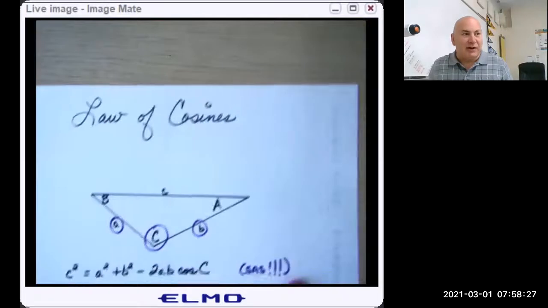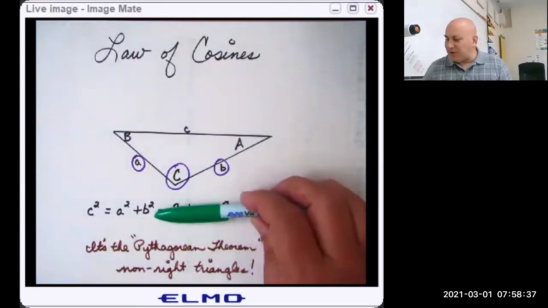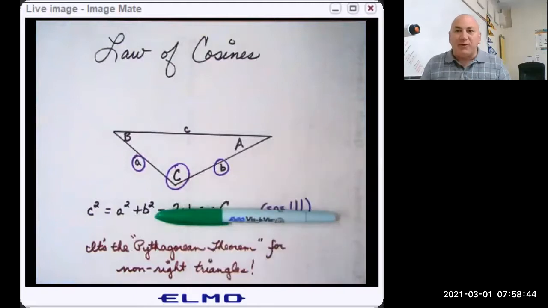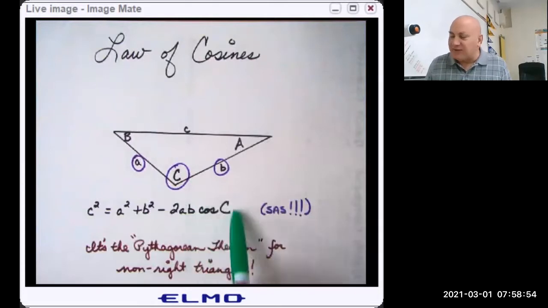So let's start with the law of cosines that we'll get next chapter. The law of cosines, I call it the Pythagorean theorem for non-right triangles. You'll see it's a squared plus b squared equals c squared. And that's great if big C here is a right angle. If big C is not a right angle, we have to subtract 2ab cosine C. And you see that if C is a right angle, cosine C is 0. So it does simplify to the Pythagorean theorem.